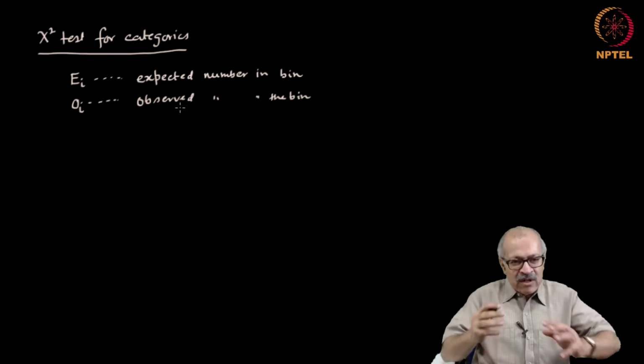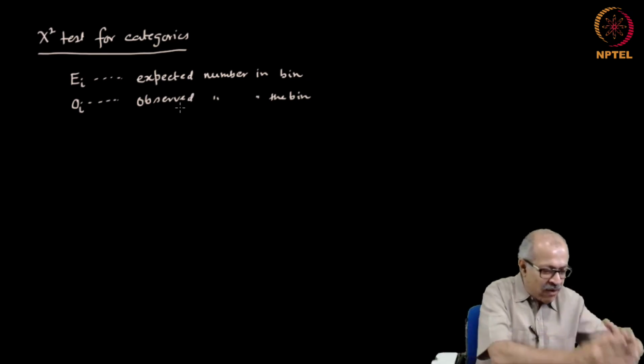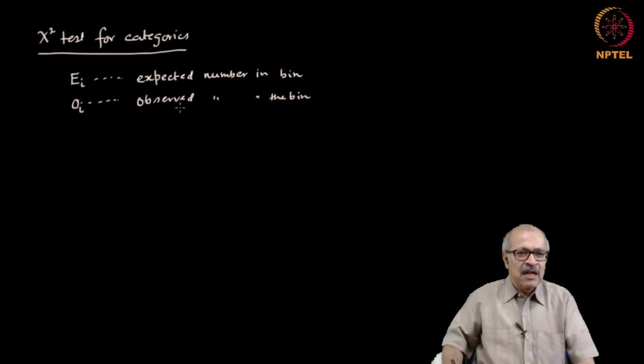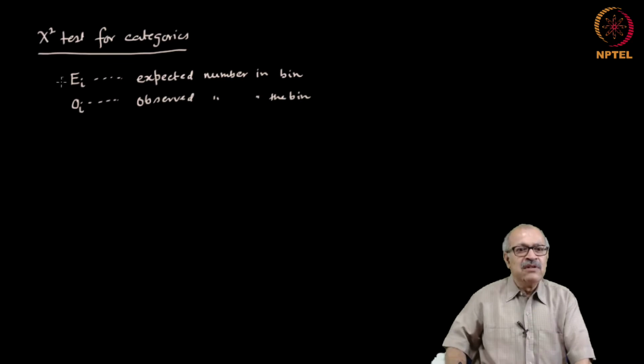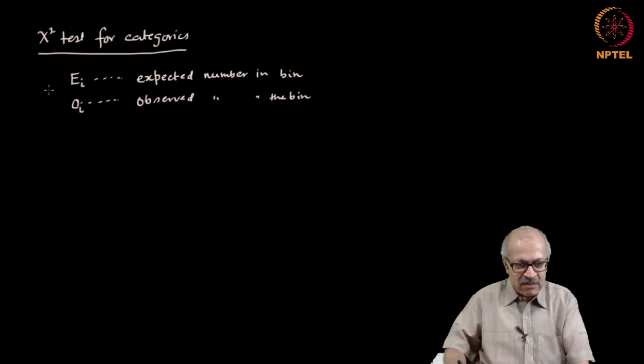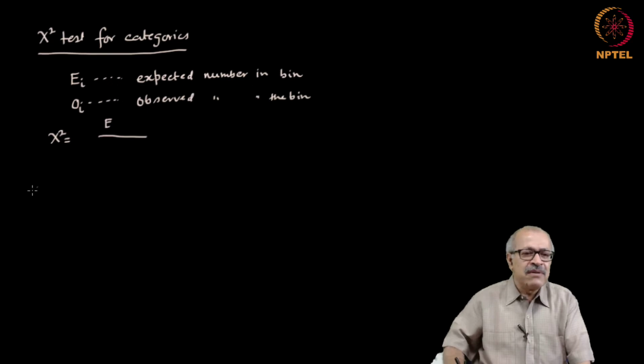So, the theory will predict that so many will be in bin 1, so many will be in bin 2, so many will be in bin 3, and so on and so forth, and the test will allow you to check the correctness of that kind of a theory. But in that case, how do we define the chi-square? As we said, it does not really matter. In some books you will find O minus E, sometimes you will find E minus O, it does not matter because you are ultimately squaring it.